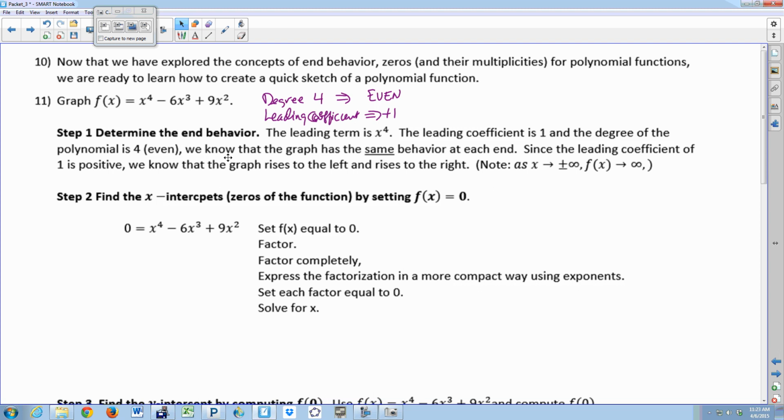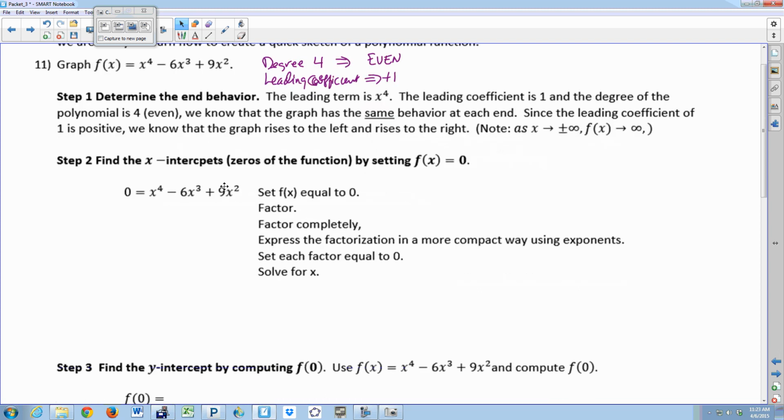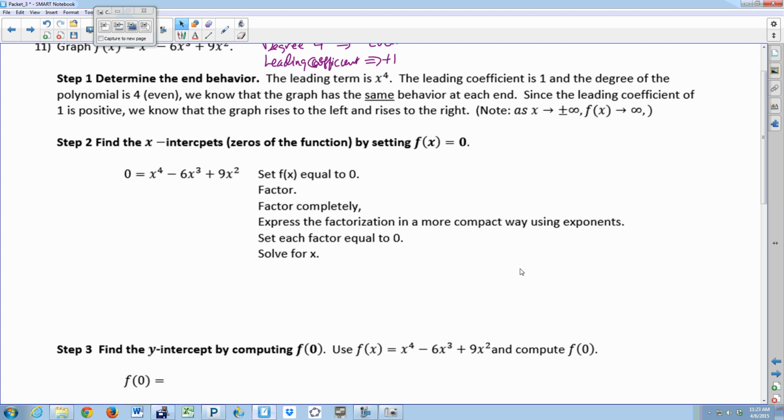We've done step 1. We've determined the end behavior. Let's find the x-intercepts. Here's our function, x to the 4th minus 6x cubed plus 9x squared. So how am I going to factor this? Take out an x squared. Yep, your greatest common factor here is an x squared, so pull it out. 0 equals x squared times (x squared minus 6x plus 9).